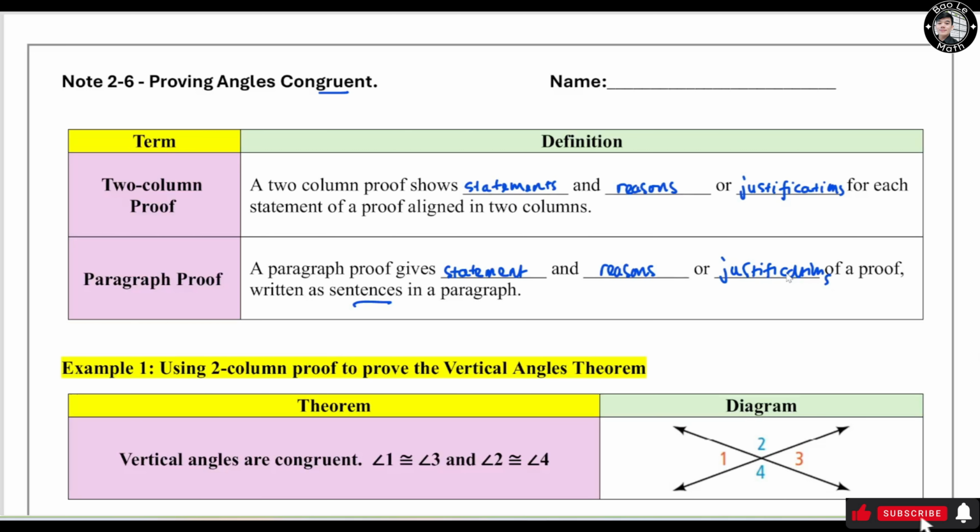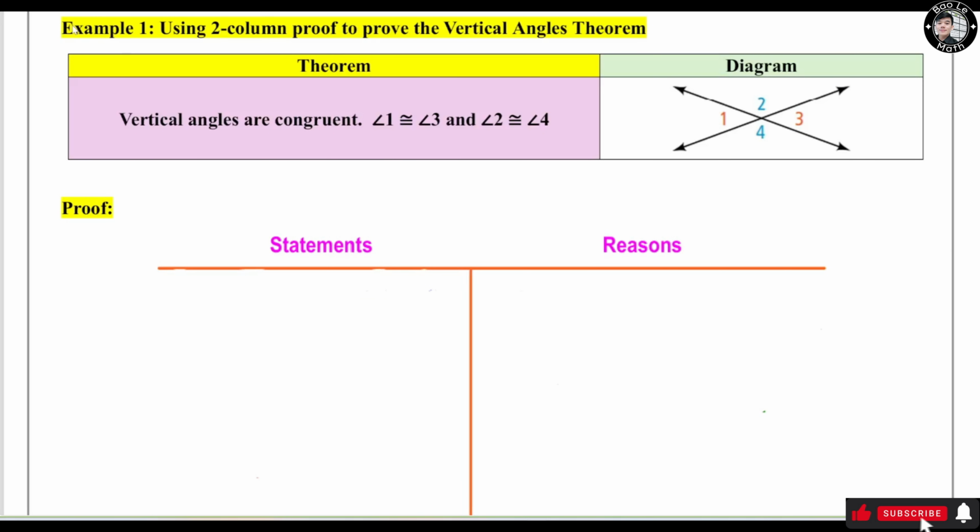So basically, we have three different ways to complete a proof. The first one is the two-column proof. The second one is the paragraph proof. And the third one is the flowchart, which you're going to learn in another lesson. Alright, example number 1. Use a two-column proof to prove the vertical angles theorem.